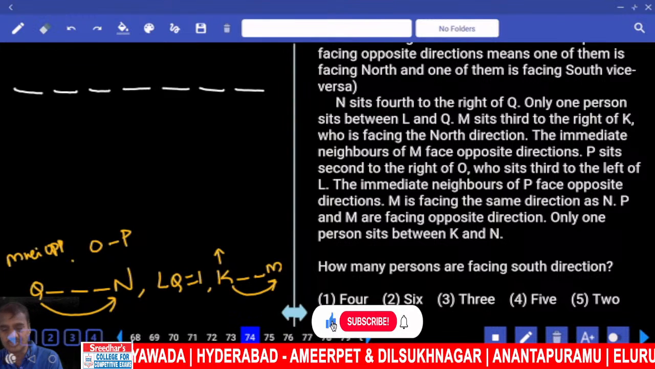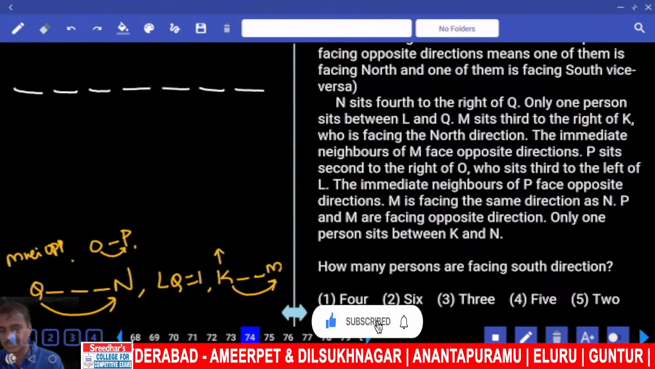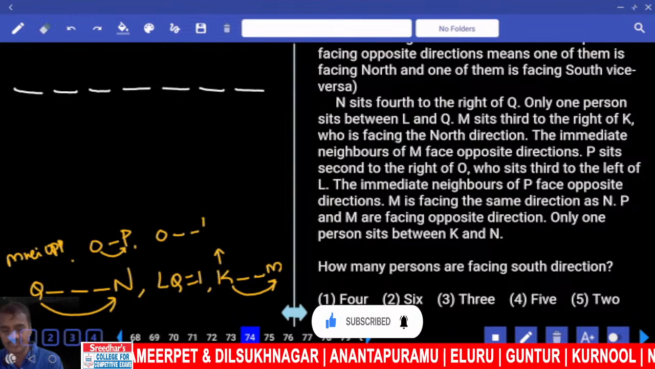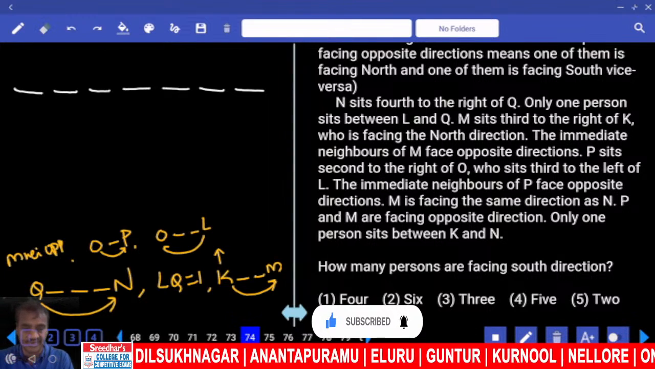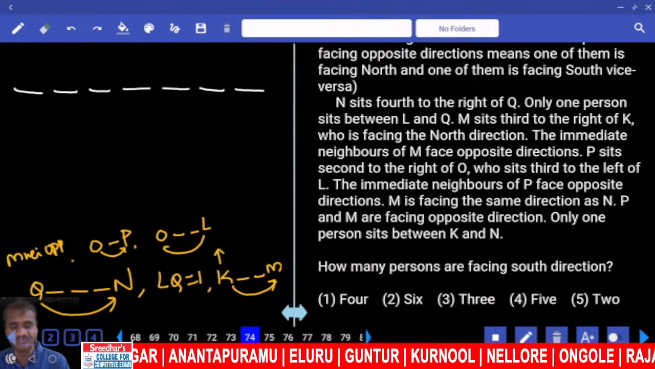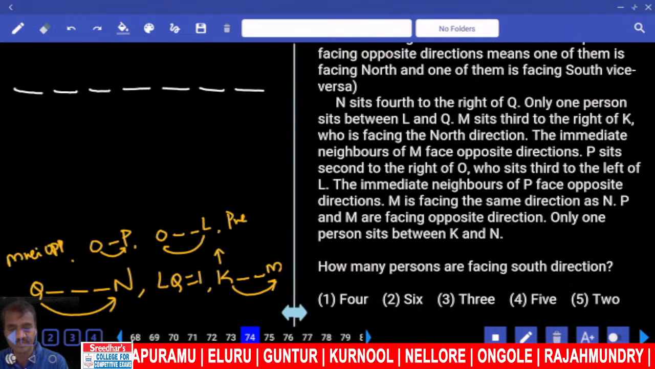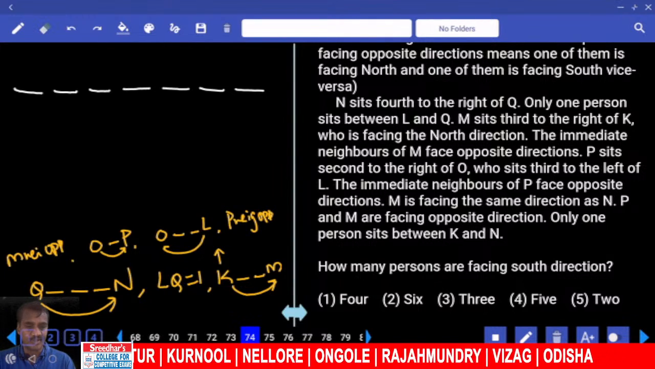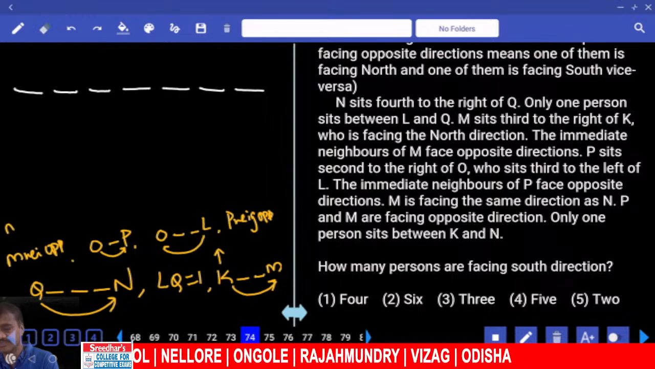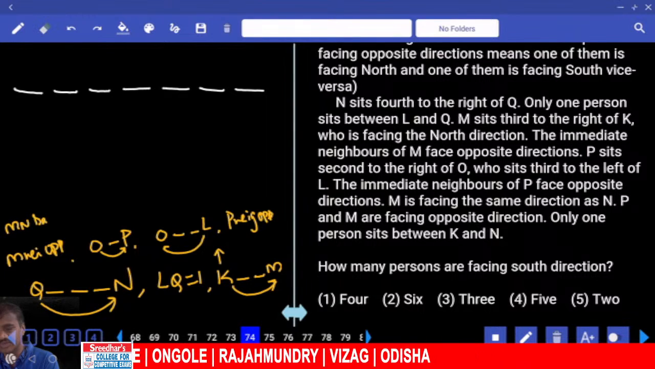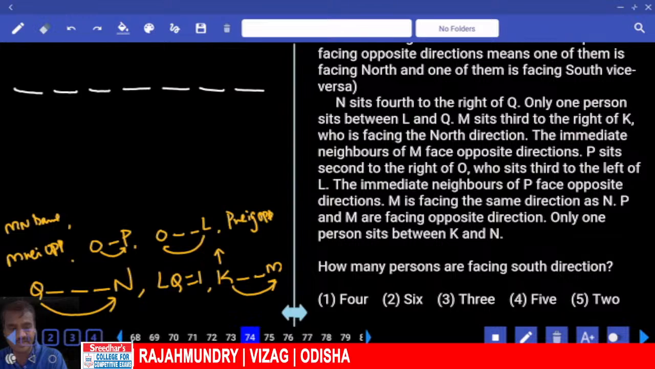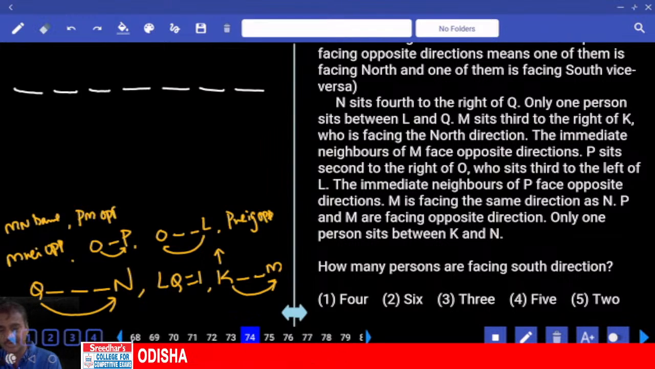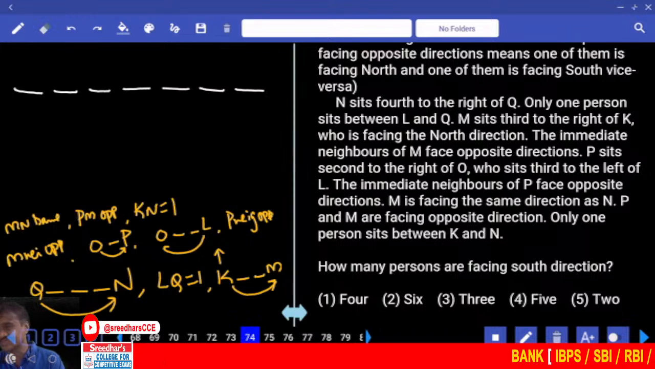Now P sits second to the right of O, who sits 3rd to the left of L. The immediate neighbors of P face opposite. P's neighbors, opposite directions. And M is facing the same direction as N. M and N, same direction. Next one, P and M are facing opposite. P and M, opposite direction. And only one person between K and N. Now K and N, there is exactly one person.